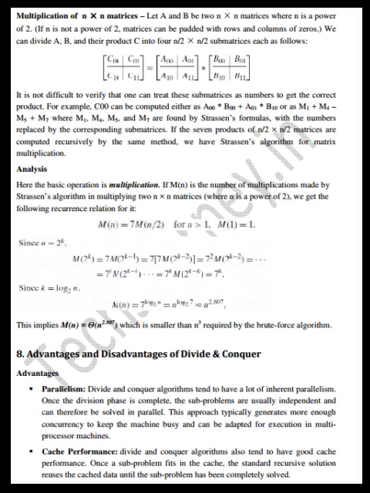Now let us see the analysis. Here the basic operation is multiplication. If M of n is the number of multiplications made by Strassen's algorithm in multiplying two n by n matrices, where n is a power of 2, we get the following recurrence relation for it. See the figure. This implies M of n is equal to theta of n to the power of 2.807, which is smaller than n cubed required by the brute force algorithm.